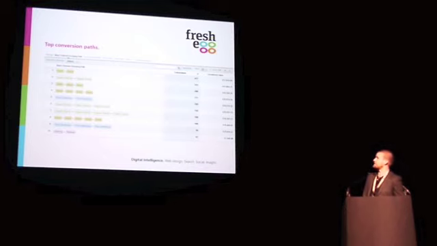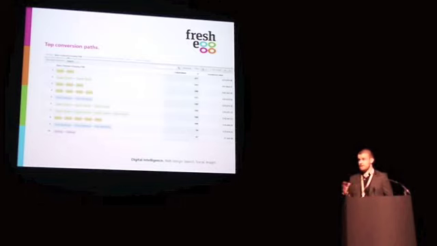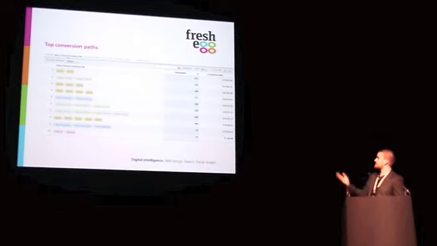So the top conversion paths report basically lists out every single step in that journey, which is really, really useful and has never been possible within Google Analytics before. So you can see here the top converting path is a 2-step path. Both steps were a direct visit.